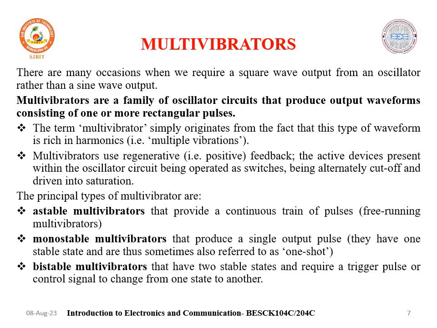Astable multivibrator: considered a principal type of multivibrator, it provides a continuous train of pulses and is a free running multivibrator. Monostable multivibrator produces a single output pulse. It has one stable state and is sometimes also referred to as one shot.